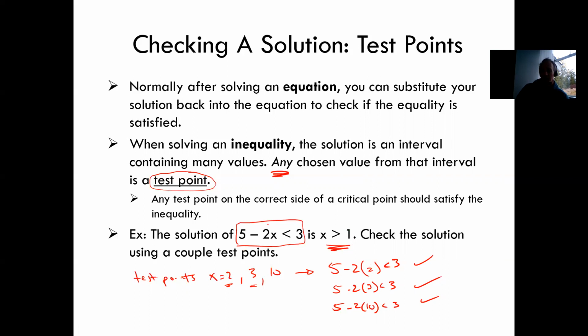So as long as x is bigger than 1, the expression 5 minus 2x is going to be less than 3. And this should make sense because you're taking 5 minus a number. The bigger x gets, the bigger the subtraction number gets, and the smaller the left side will be. So that's what a test point is. More on this later.